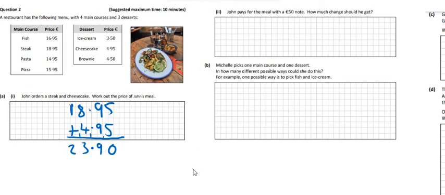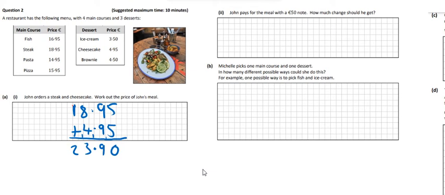Then there's the second part of question A. John pays for the meal with a €50 note. How much change did he get? You're just going to take away the 23.90 from 50. €50 is the same as 50.00, and then we take away 23.90. Just keep your decimal points aligned under each other. So we get 26.10. If he hands in a €50 note, he's going to get back €26.10.